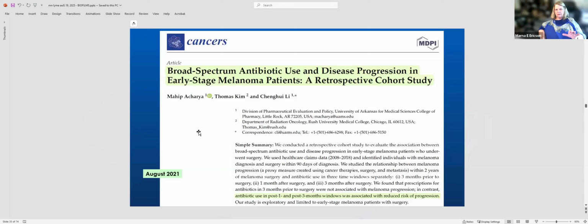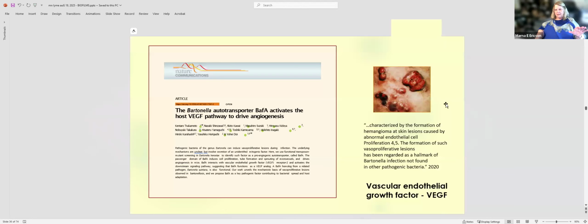Just wanted to show you that some other folks took it further, and they actually gave people that had melanoma antibiotics, and they found that they were associated with reduced risk of progression. So that's actually very important. Anything that could stop it from going to stage 4 would be fabulous.